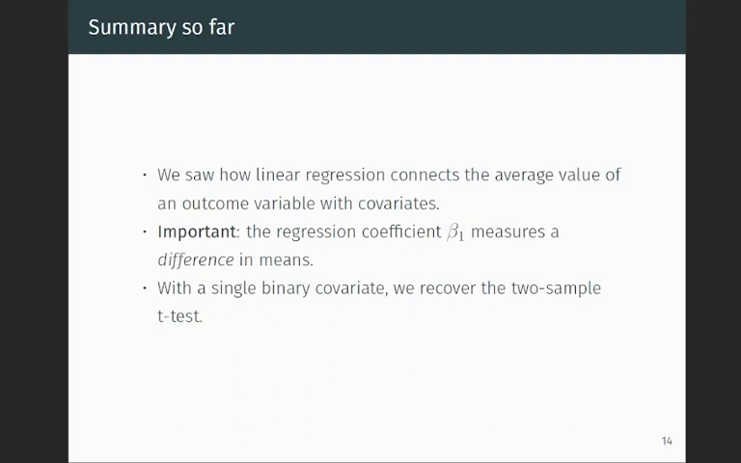Okay, so let's summarize what we've done so far. We saw how linear regression connects the average value of an outcome variable with the covariates. And the important observation when we add that one covariate was that the regression coefficient was measuring the difference in means. And so this is similar to a t-test, a two-sample t-test. And this is effectively what we recover with this framework.